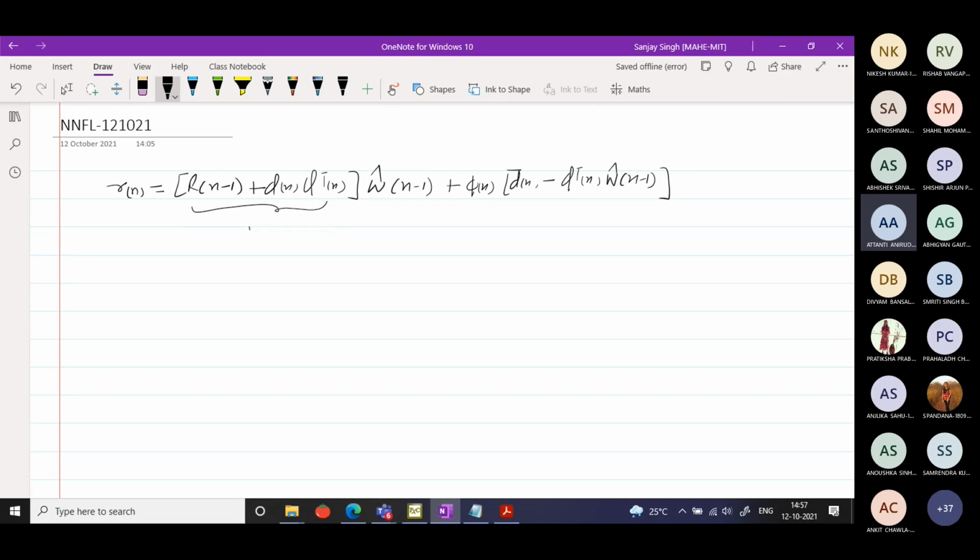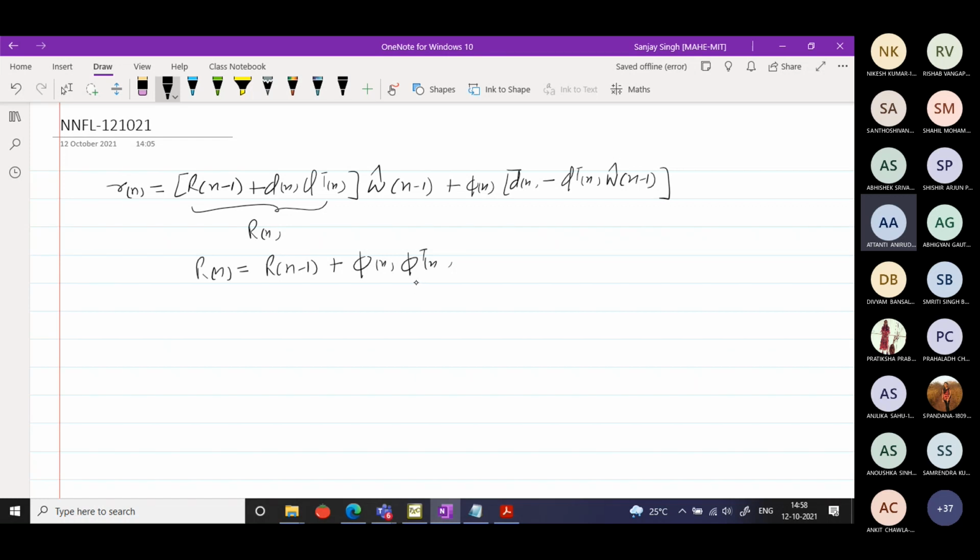I can write this as Rn. Why can I do so? Because this is the correlation matrix till n minus 1, and for the nth point, this is also the correlation matrix. So n minus 1 points plus the nth point, this is equal to Rn straight away. So I can always write Rn minus 1 plus phi n phi t n, right?